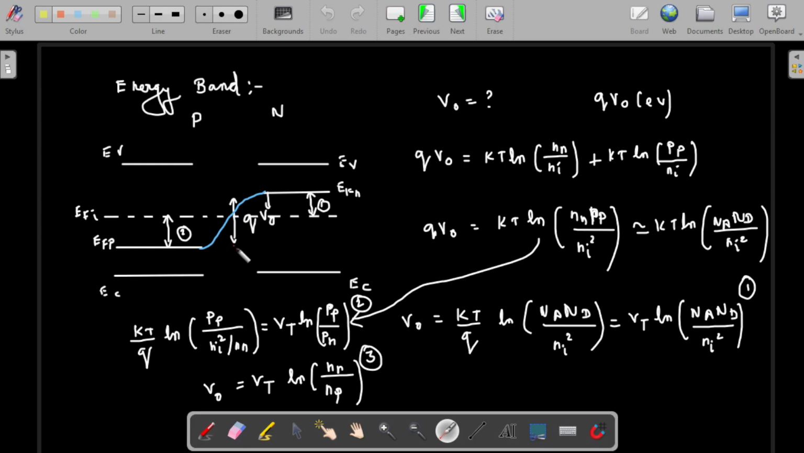So this is how the qV0 can be found out. The V0 can be found out from the difference of EFN to that of EFi, then EFi to EFP. So we know this equation from the semiconductor device basics. So let's see, if we combine both things, then we will get this formula. We will be getting three different varieties of formulas.